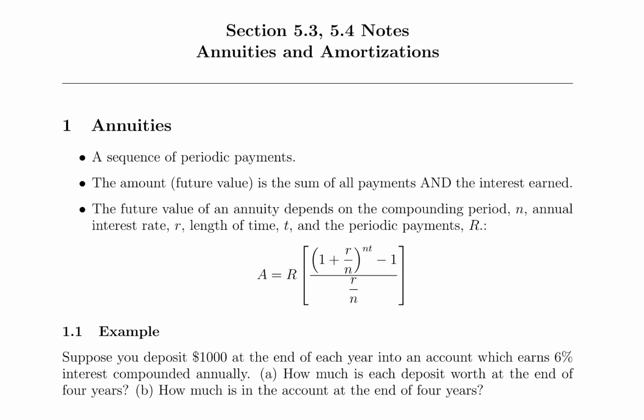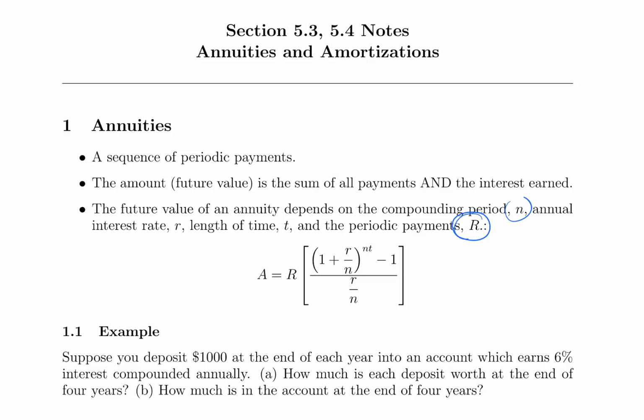If you take a look at our future value formula that we have here, it depends on the compounding period, N, like we had for compound interest, the annual interest rate, R, the length of time in years, T, and the periodic payment. Now this is a new variable, R. R represents the periodic payment or the periodic deposit.